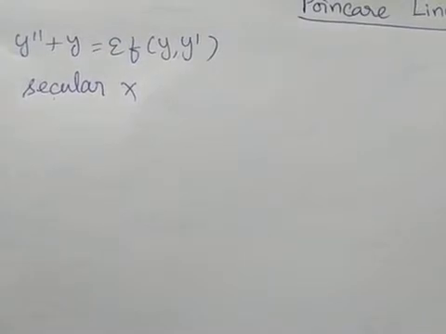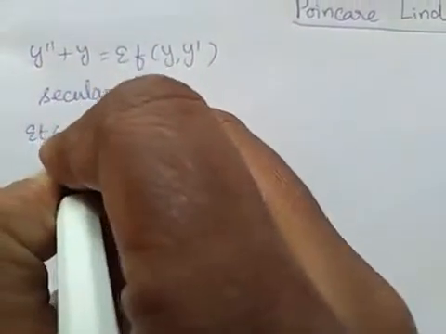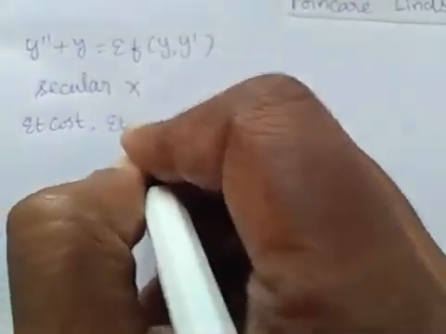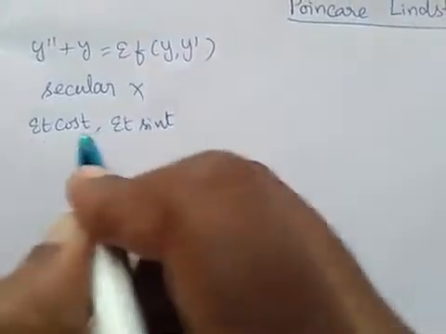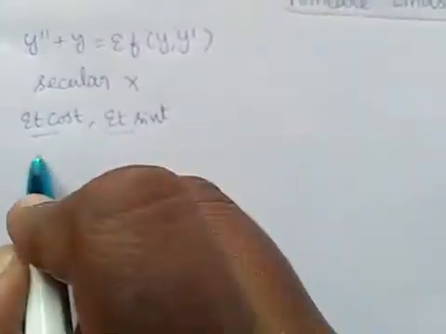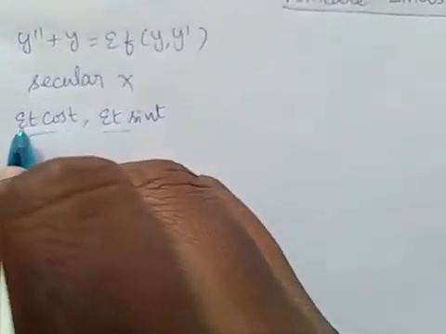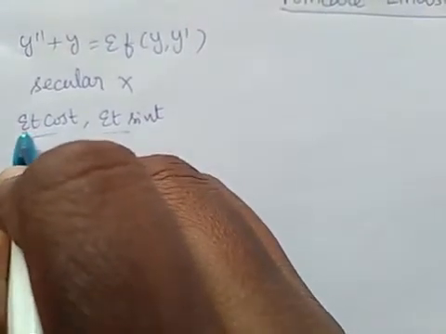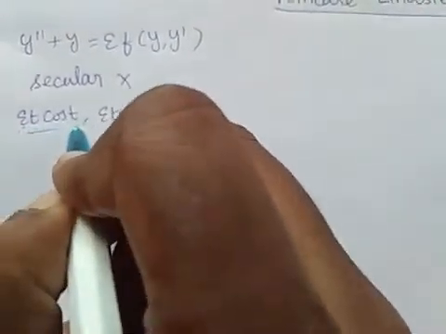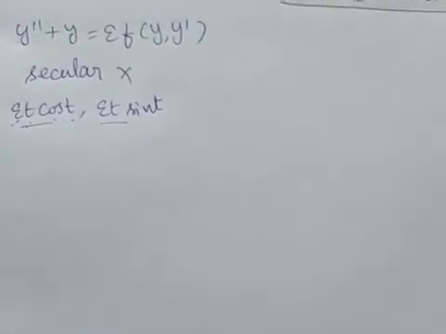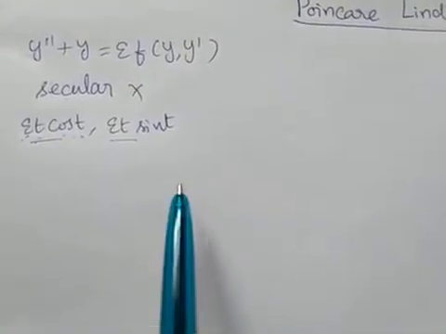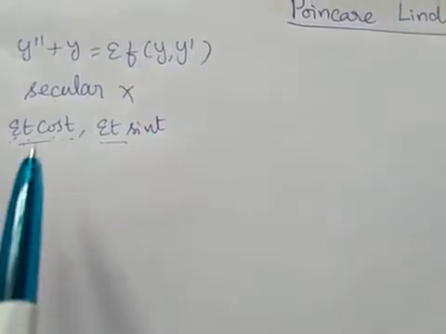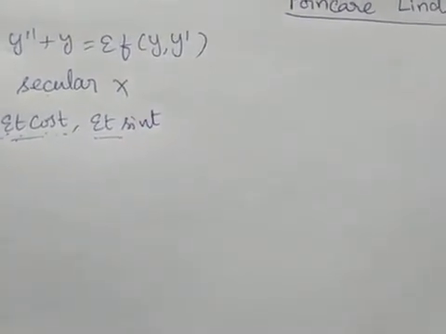The secular terms are of the form epsilon t cos t, epsilon t sin t, epsilon square t square cos square t, that is, squares of these terms, or epsilon square t square cos 2t, etc. So products of these terms or squares of these terms are secular terms, and we have to eliminate those terms.